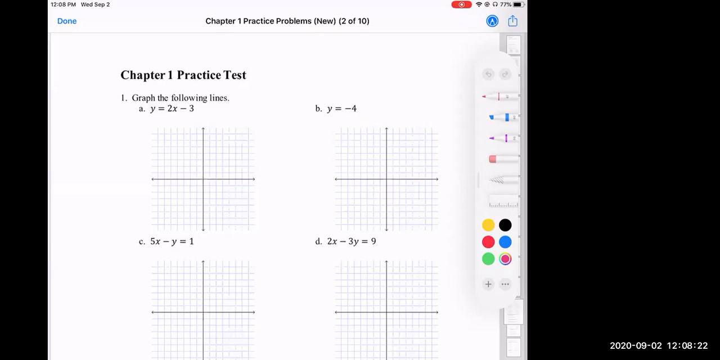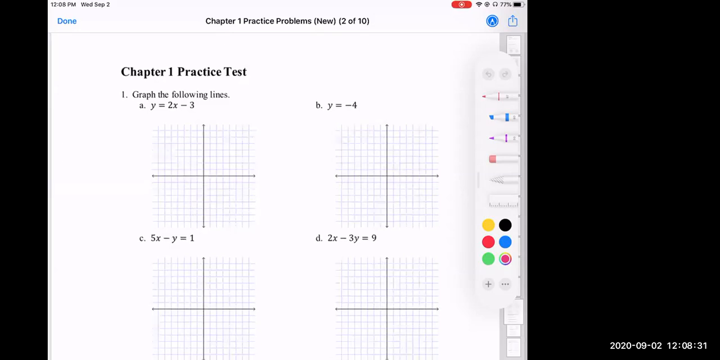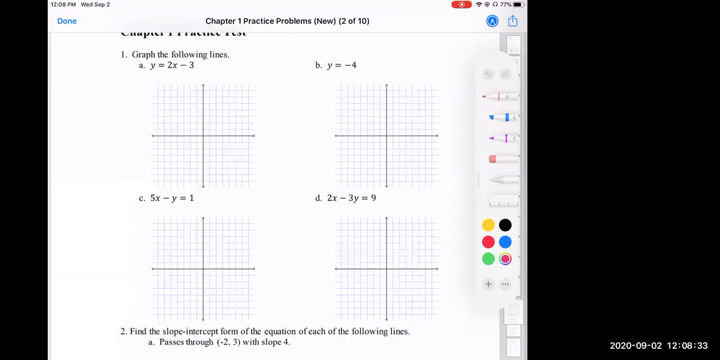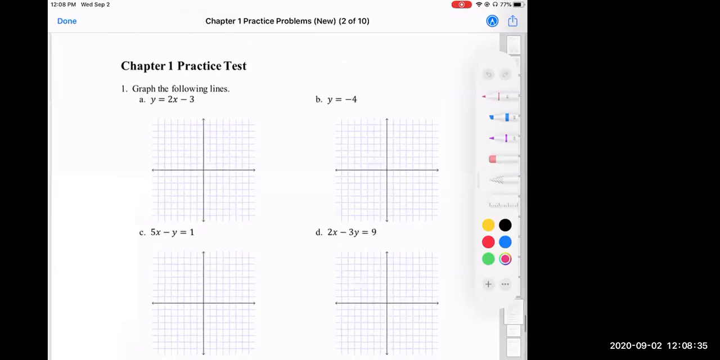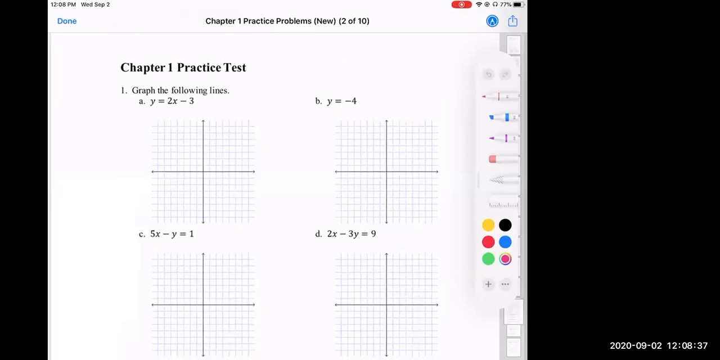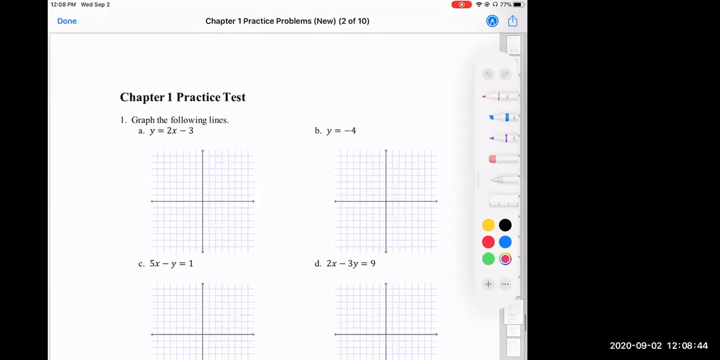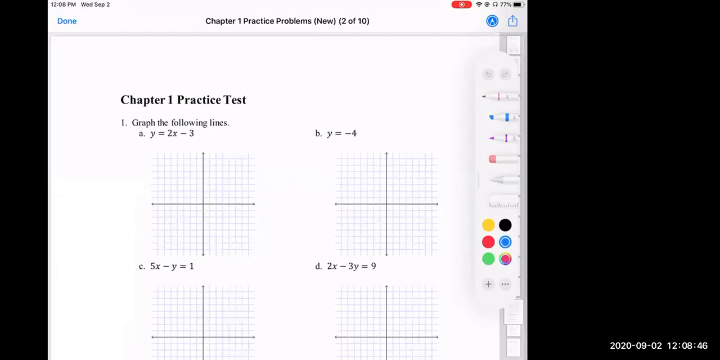All right, so let's continue with what we're going to go over today, chapter 1 practice test. I'm sharing my screen so we can work this out together. Let's do some of these problems. They're asking us to graph the following lines. As you went through these sections, you talked about different ways of graphing. Let's quickly list those different ways of graphing.